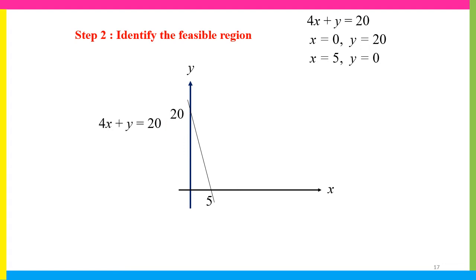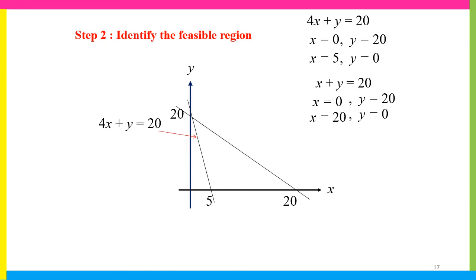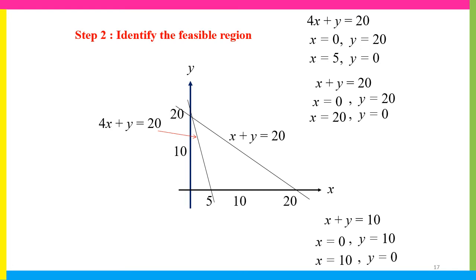And then for the second one, x plus y is equal to 20. When x equal to 0, y equal to 20. When y equal to 0, x equal to 20. So it's 20, 20, connect the 2 points. We have an equal sign, so a solid line again. And the third one is x plus y equal to 10. When x equal to 0, y equal to 10. When y equal to 0, x equal to 10. So we have intercepts at 10, 10. Connect the 2 points.